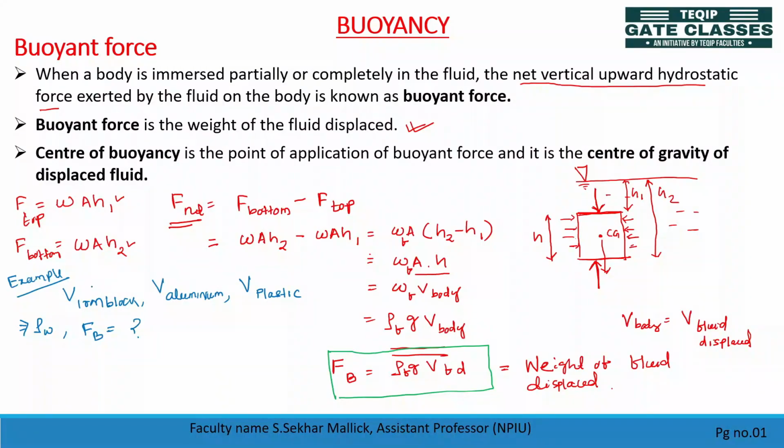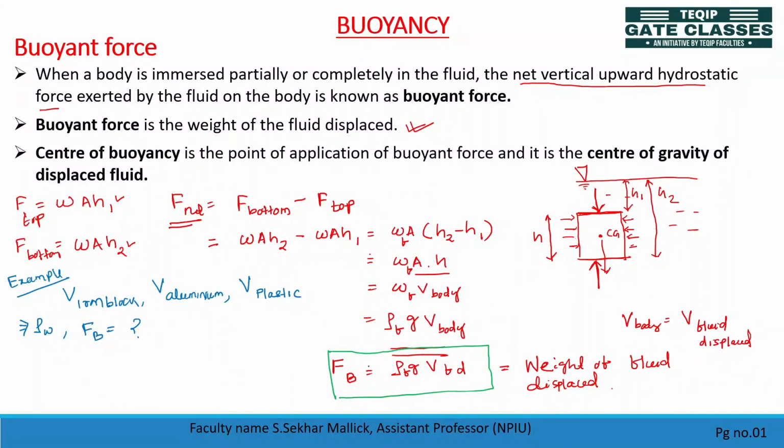So for which case will the buoyant force be more? Tell me. I am giving you 10 seconds. Iron block, aluminium block and plastic block, all of them are placed over a water surface. So what would be the buoyant force on all these?